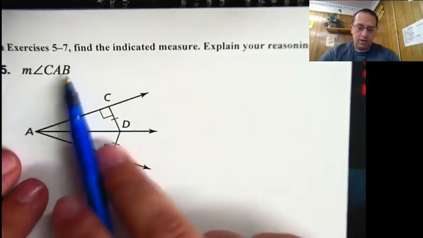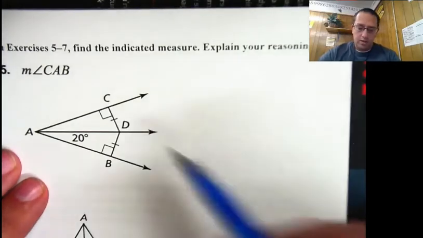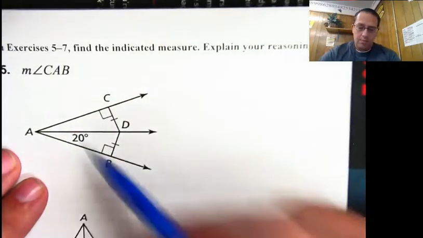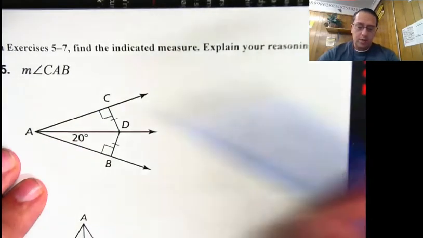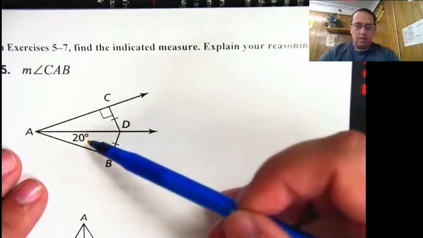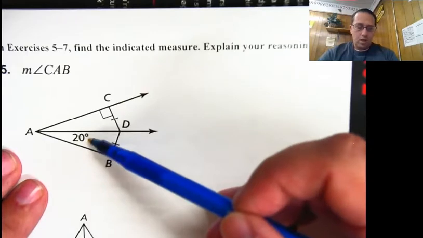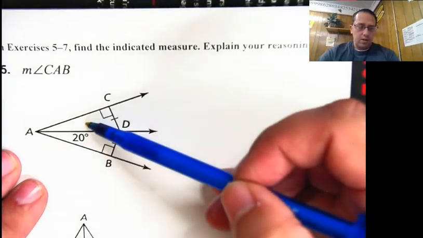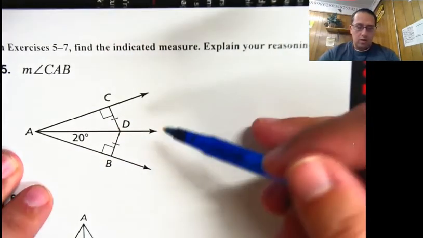So here we go. We want to find the measure of angle CAB. So we're going to measure this whole thing. Well, it tells us this angle, angle BAD, is 20 degrees. The question is, what is the measure of angle CAD? What can we do? How can we figure this out?